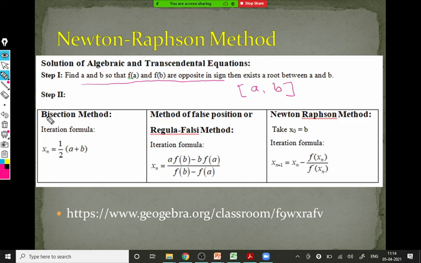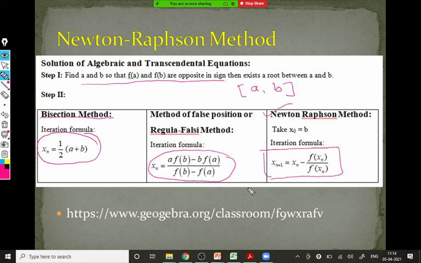The first method is the bisection method, which uses the formula a plus b upon 2 to proceed with the iteration. For regula falsi, we just saw this formula: (a f of b minus b f of a) upon (f of b minus f of a). The last method is the Newton-Raphson method, which has the formula xn plus 1 is equal to xn minus f of xn upon f dash of xn.